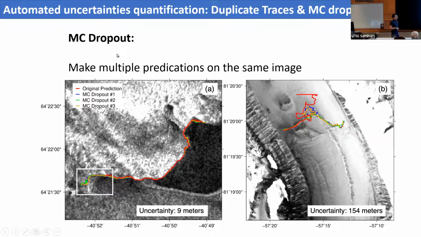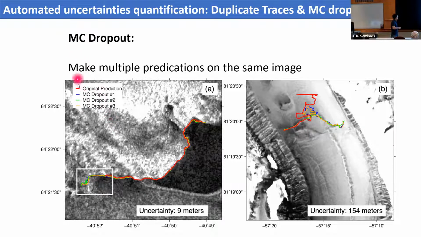MC dropout can yield variance of the network by randomly setting a part of the network's parameters to 0. Because of this randomness, it can give us a variance of the network. And we can use this variance to make multiple predictions on the same image. By measuring the difference between these multiple predictions, we can quantify the uncertainty.